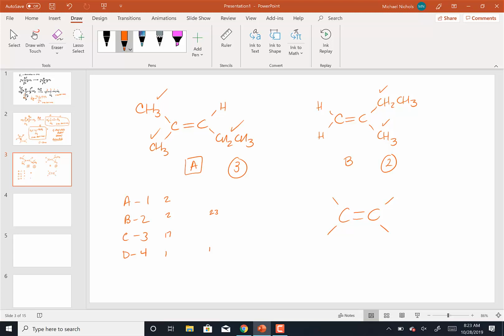Now, when you first start with this, sometimes it's easier to count hydrogens than it is to count carbons. If you count hydrogens, you just take 4 minus the number of hydrogens, and that gives you the number of alkyl groups. So for instance here, there's just a single hydrogen, 4 minus 1 would give me 3 alkyl groups. Over here, I've got 2 hydrogens, 4 minus 2 would give me 2 alkyl groups. So whichever way you want to do it, you need to count the number of alkyl groups. In this case, A has 3 alkyl groups, B has 2.